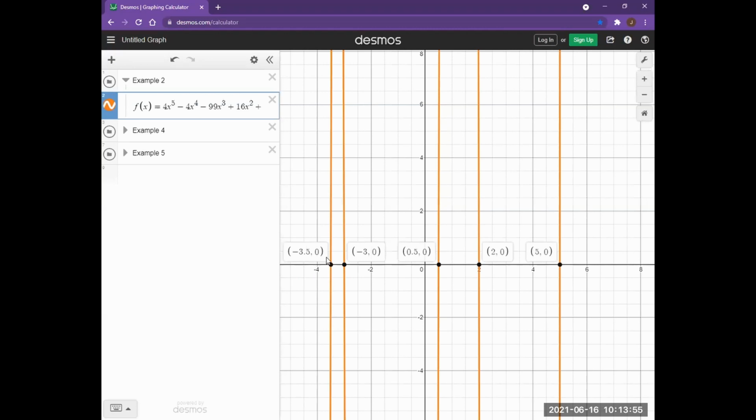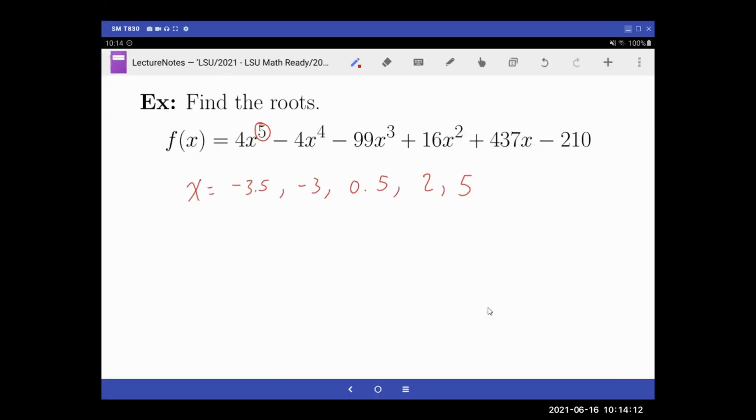Negative 3.5. I'm going to write this down. Negative 3.5, negative 3, positive 0.5, 2, and 5. Those are my roots.